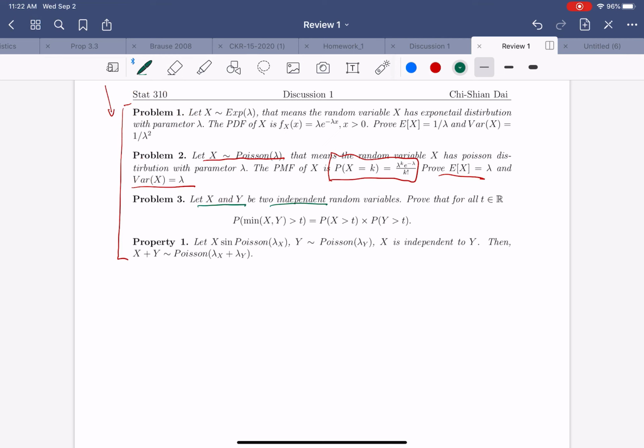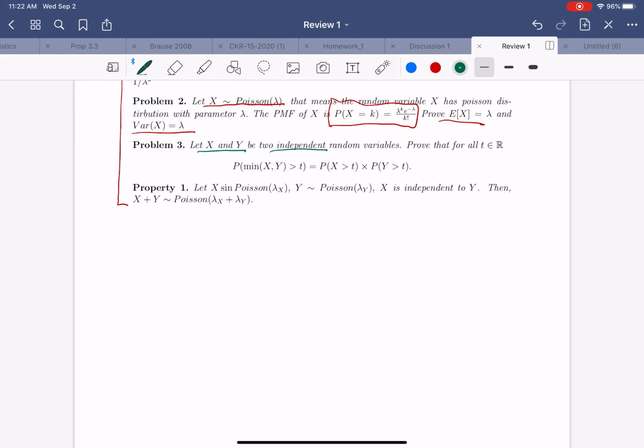And in the end, property 1 is important. You don't have to prove this, but it says, if we have two random variables that are both Poisson distributed with parameters lambda x and lambda y, and if X is independent of Y, then X plus Y is Poisson with parameter lambda x plus lambda y. Okay, so that's all. Thank you very much.